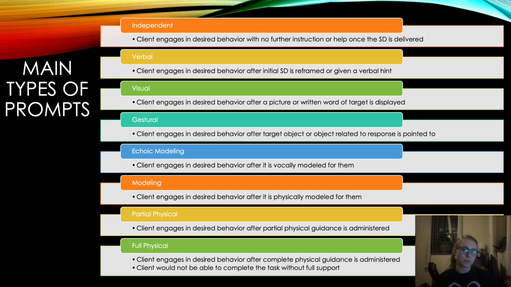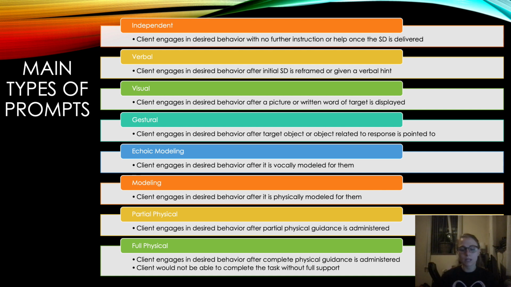So for the different types of prompting, we have independent. So that would be something where you tell them to match the color blue. They match it with no other instruction or help, and they independently responded to you. So that's independent. Then we have verbal.